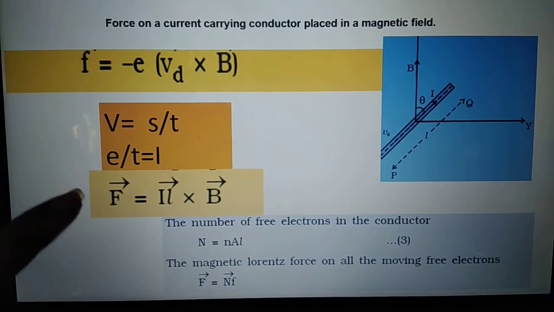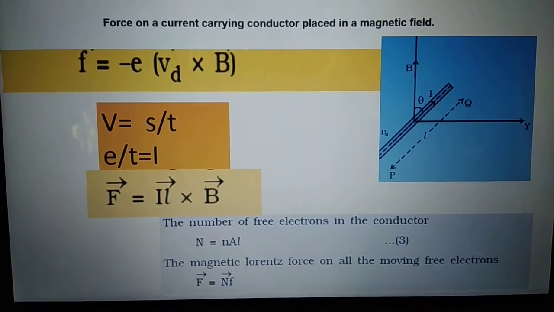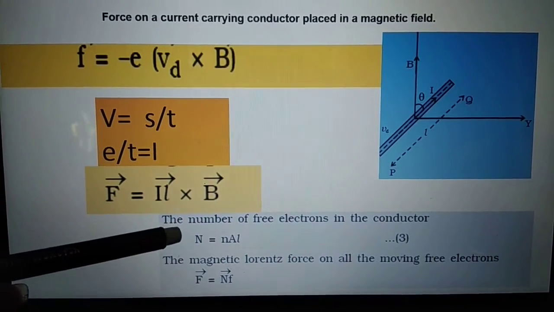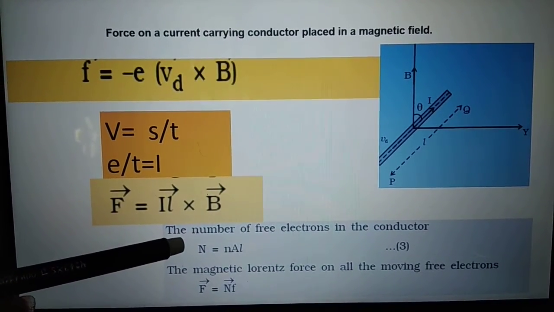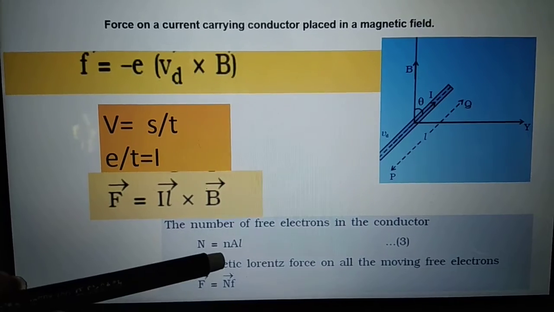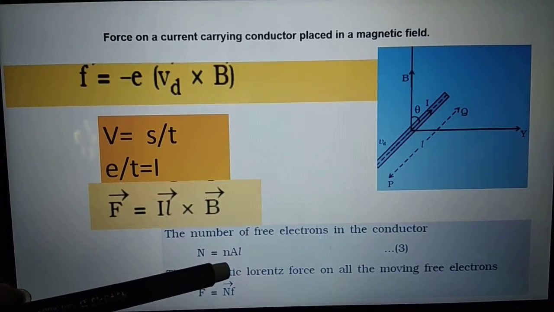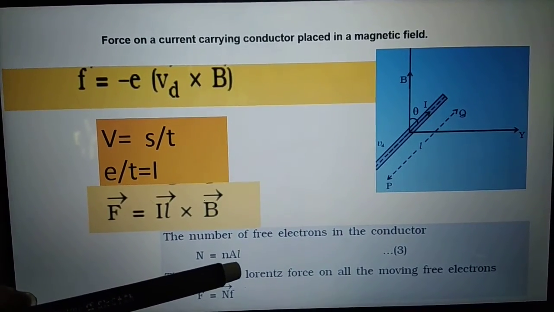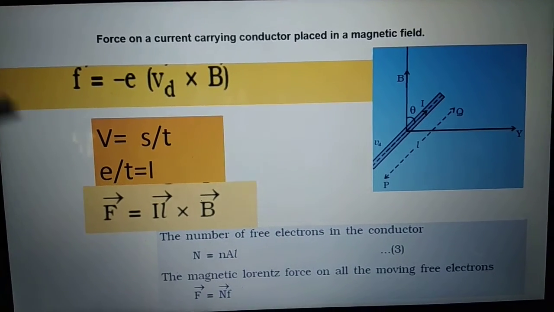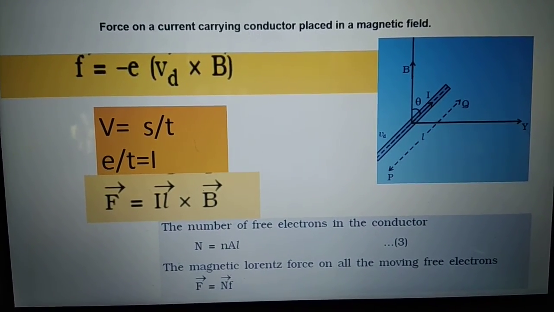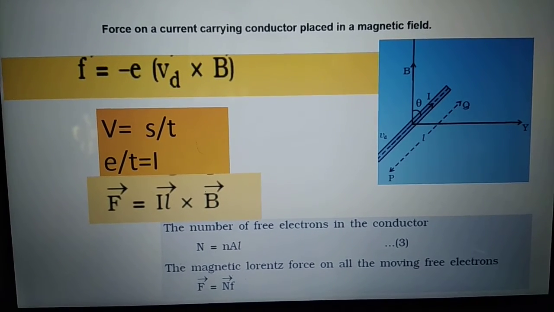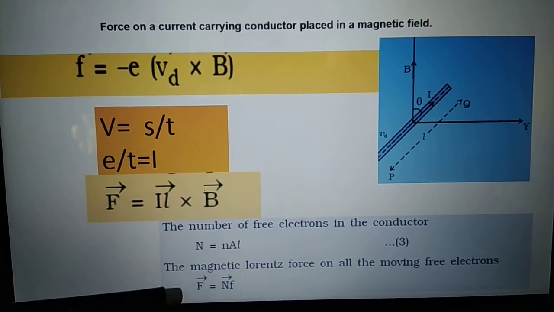But to calculate the numerical problems, you always should remember that the total number of free electrons in a conductor can be calculated as number of electrons in 1 mole into area into length. Means number of electrons present in that particular volume. And magnetic Lorentz force, capital F.